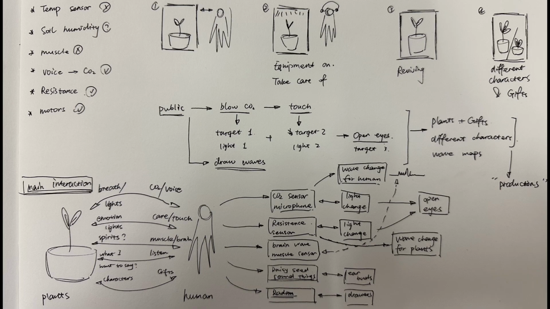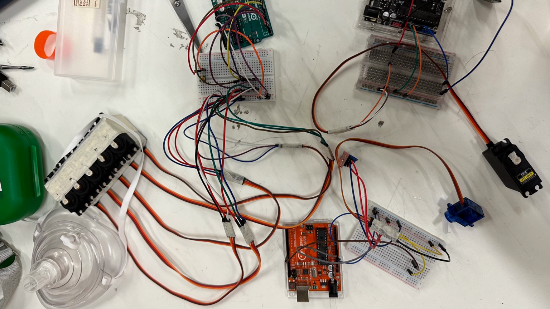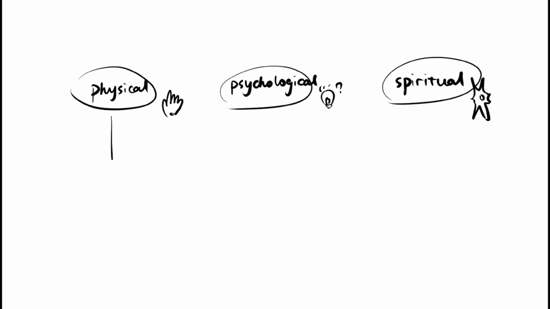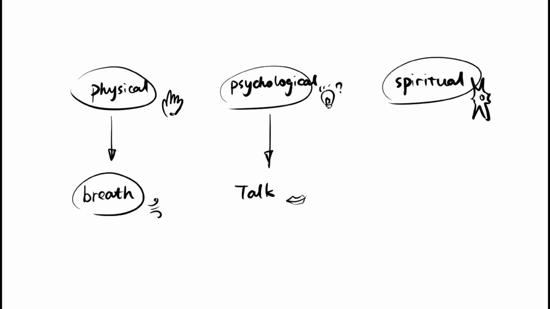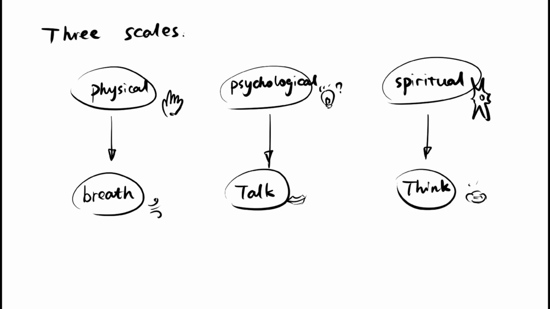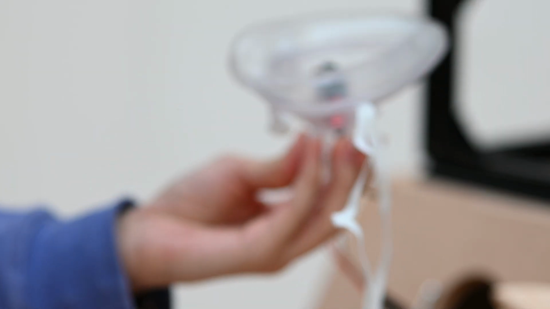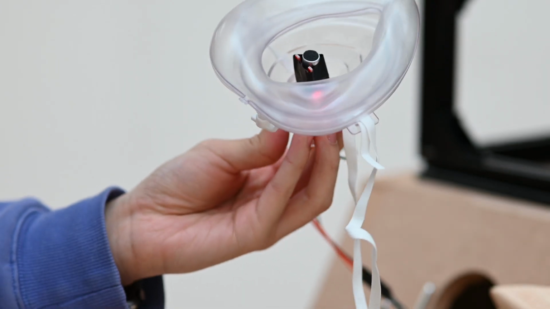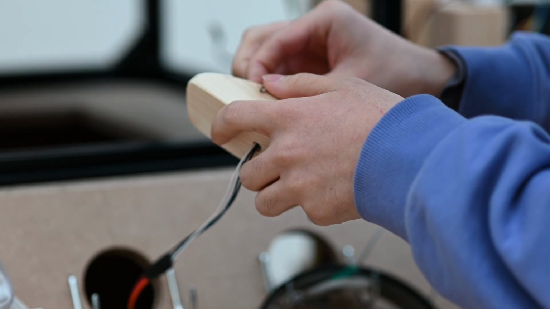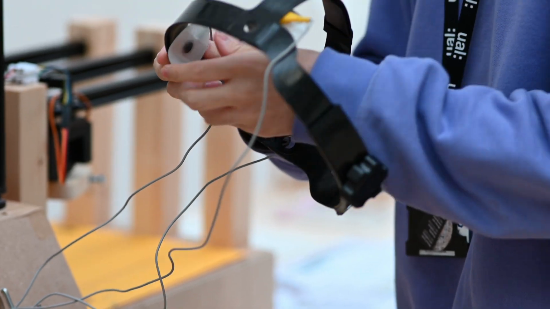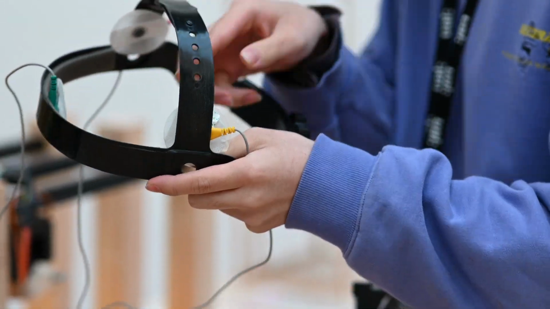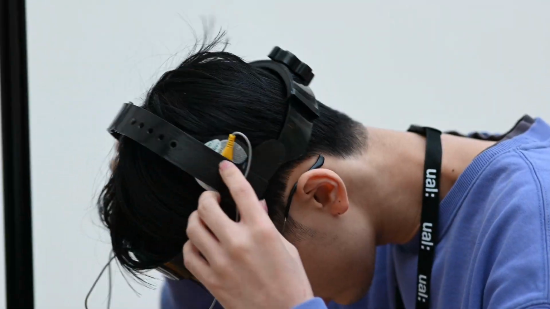Because we are looking for an exchange of emotional values between humans and plants, we wanted to create emotions in plants through human behavior. We analyzed from 3 scales: physical needs, psychological needs, and spiritual needs. In the end, we chose breathing, talking, and thinking as the 3 interaction methods. Human breathing produces carbon dioxide, which is the main food for plants and the plant's physiological needs. The human voice or speech can also transmit emotions to plants. And thinking, also known as brain waves, is the most scientific and realistic expression of human emotions.